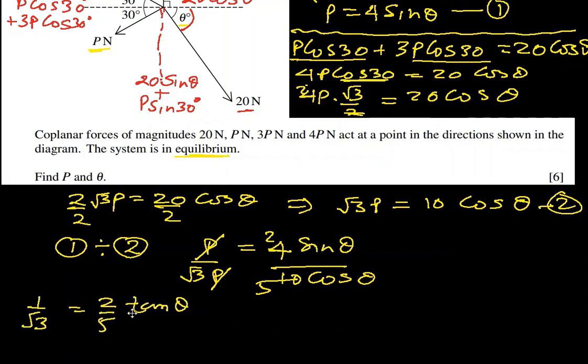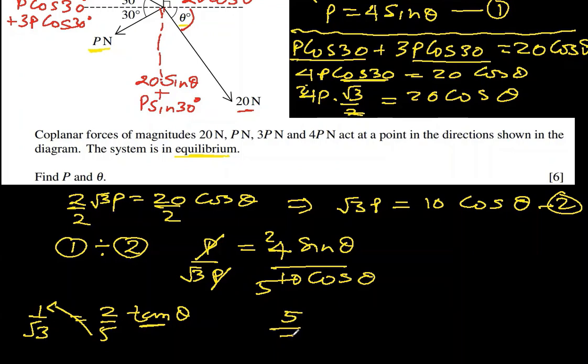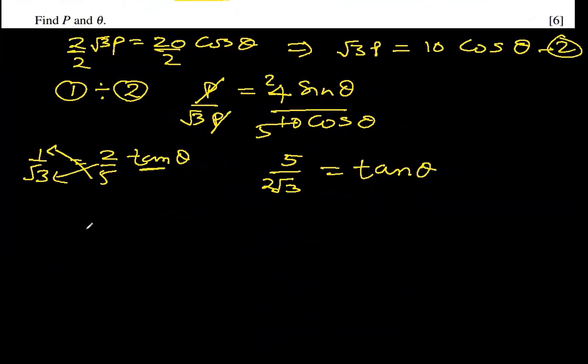So I'm converting it to this format first. Now, let's isolate tan theta. 5 and 2 go there by cross multiplication. 5 multiplies here and 2 multiplies here. Let's find theta with this. Theta will be tan inverse 5 over 2 square root 3. Let me use my calculator to find this angle theta.